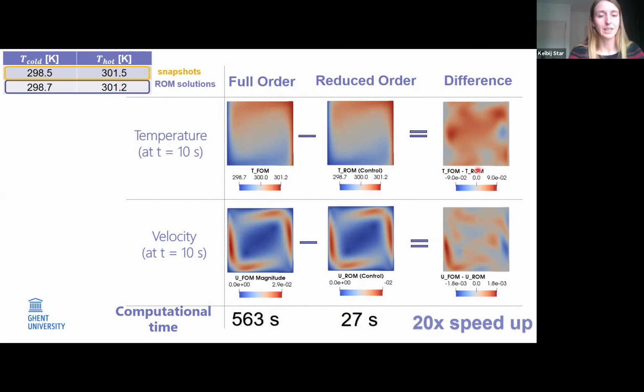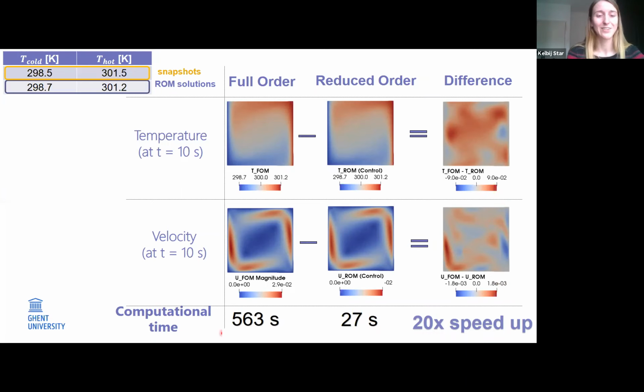Of course, if I look at the absolute error, this is of the order of 10 to the power -2 for temperature, and for velocity, 10 to the power -3. It depends on your application how accurate you want to be. Do you want it to be more accurate? Probably you should add some more modes or do something different in training. Of course, it depends on which snapshots you collected.